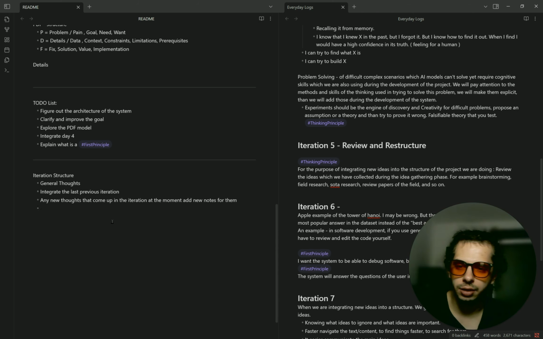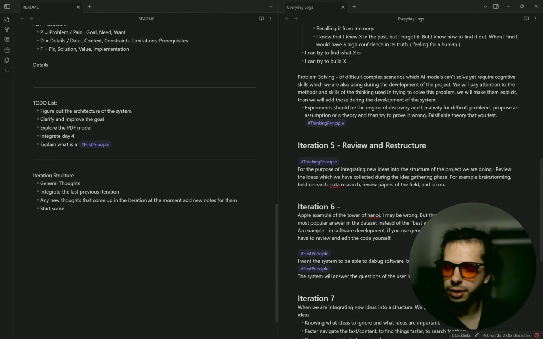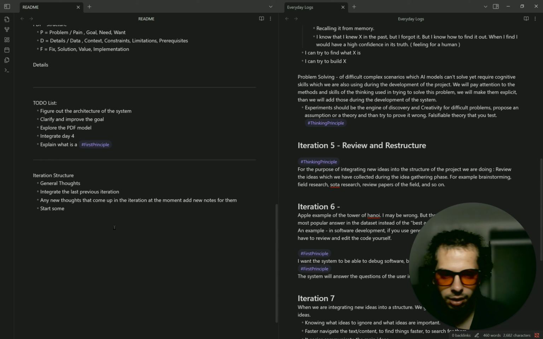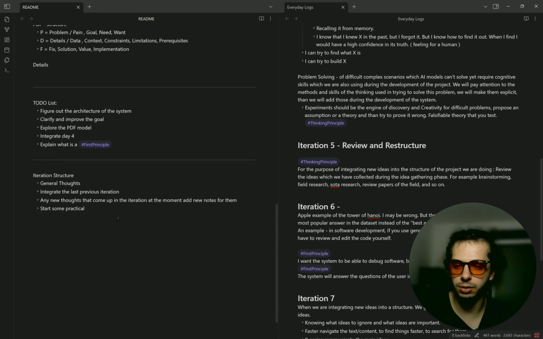So I will add here to the iteration structure... Sorry, I got interrupted and I lost my idea. So eventually, a fourth point: start some practical software development.